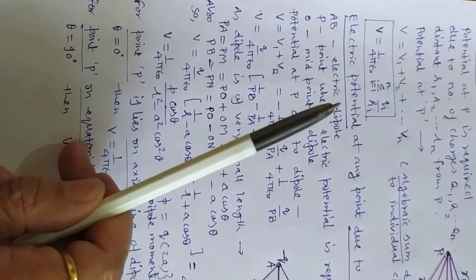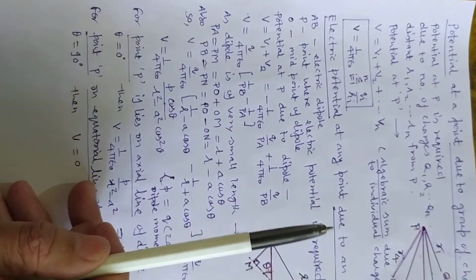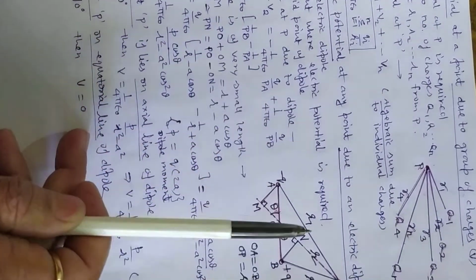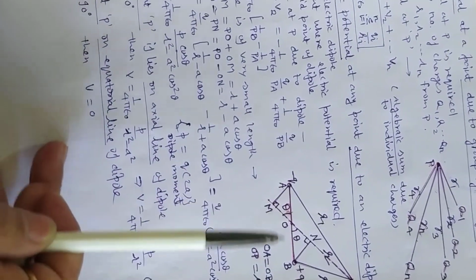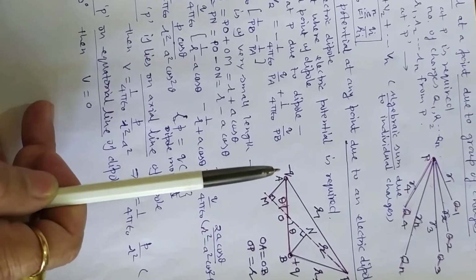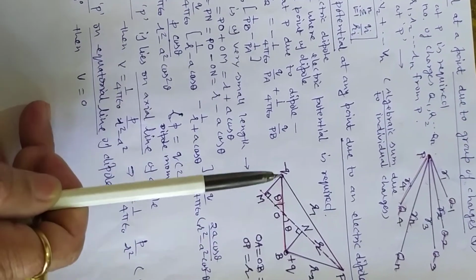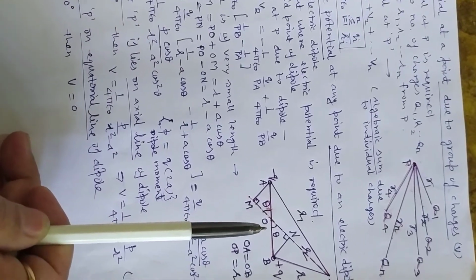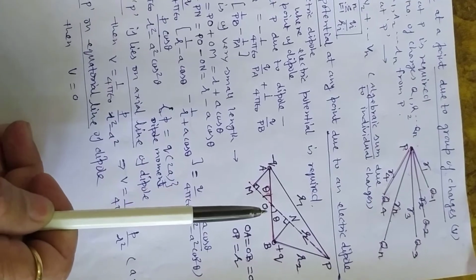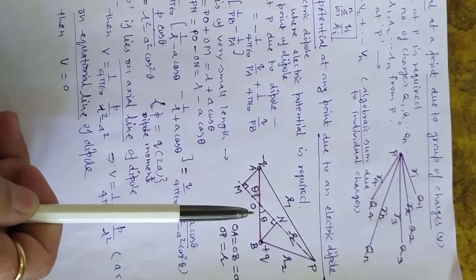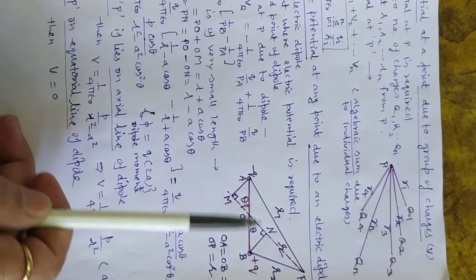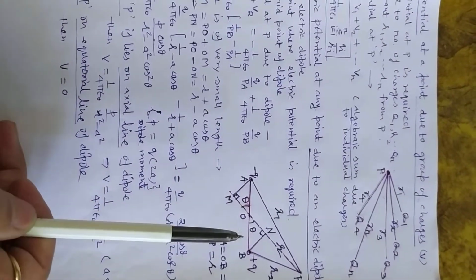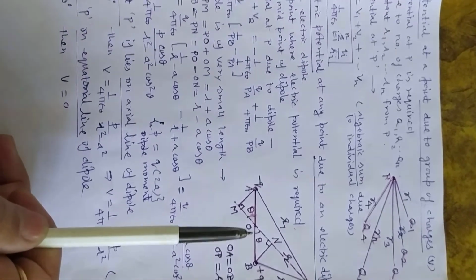Now let us proceed to find the electric potential at any point due to an electric dipole. This is the electric dipole. We are familiar with the electric dipole: two equal and opposite charges kept apart by a very small distance, that is, the length of the dipole is very small. Okay, this is the electric dipole, a system of two equal and opposite charges separated by a very small distance.